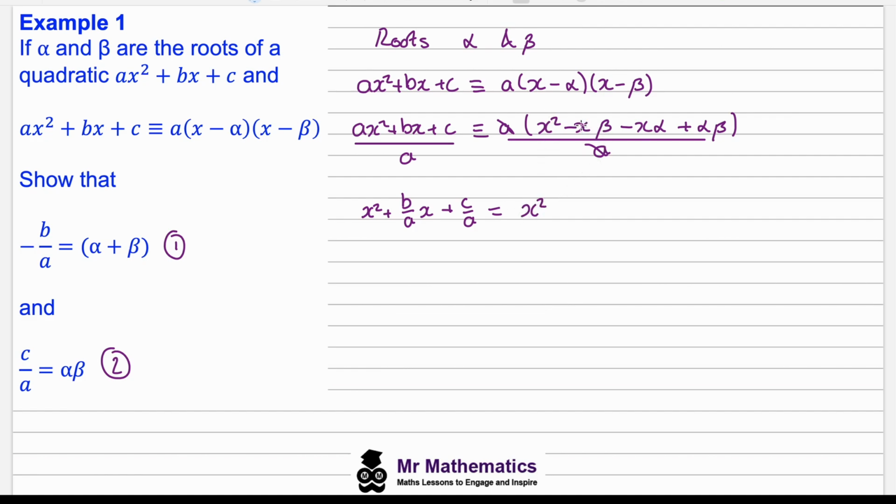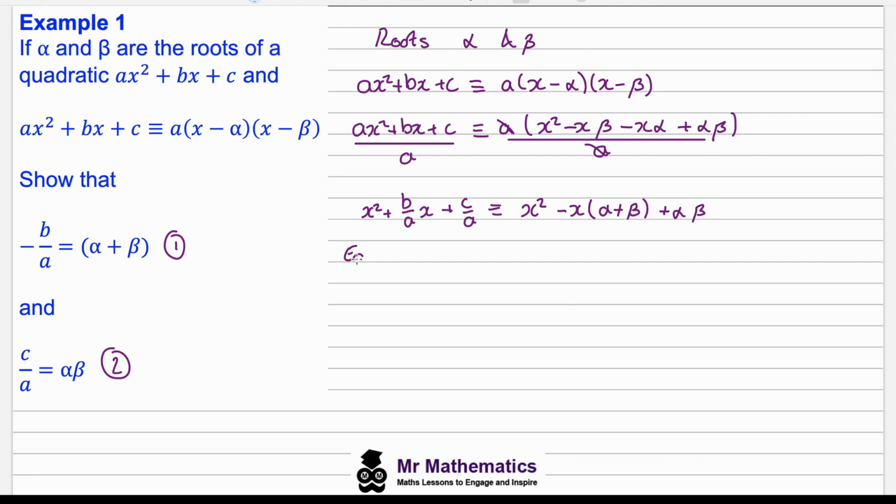Now I can factor out this negative x term, and we have alpha plus beta plus the alpha beta. And these are identical. So now both sides are in the same form, we can equate the terms.